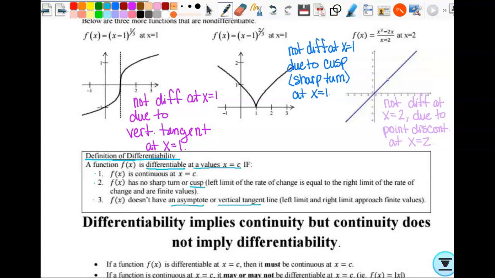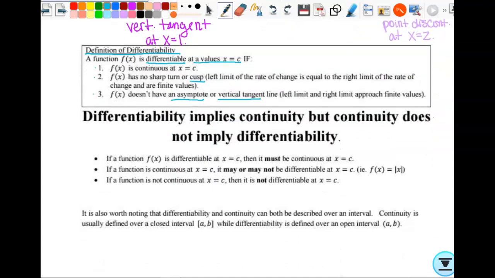All right, and once again, differentiability implies continuity. But continuity does not imply differentiable. But it has to be continuous to be differentiable, and sometimes that's easier to check. So if it's differentiable, then it must be continuous. If it's continuous, it may or may not be differentiable. This is the same thing it says on the front because I copied and pasted a couple of different things. But if a function is not continuous, then it is not differentiable.